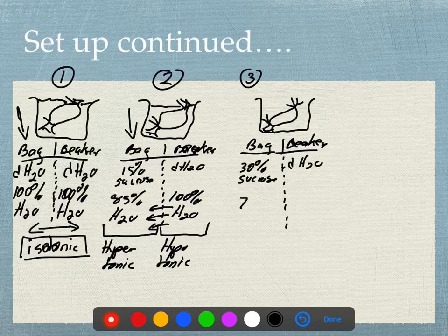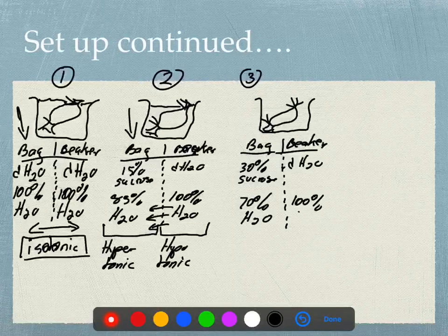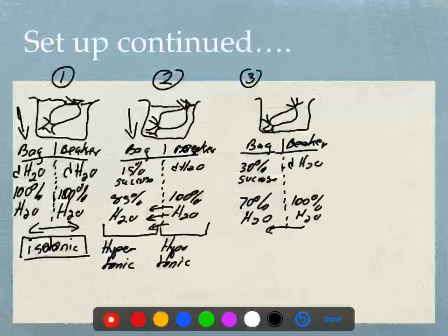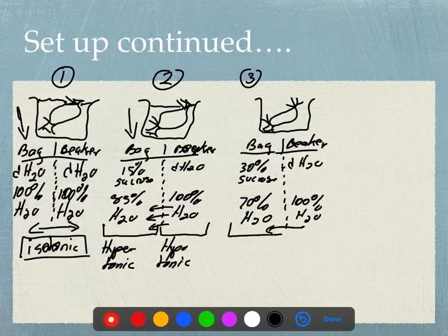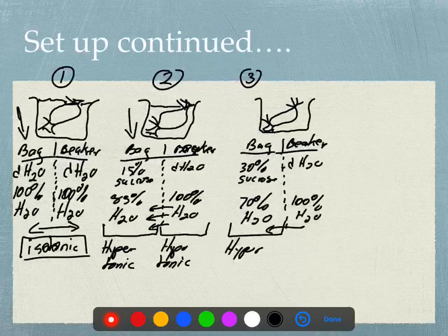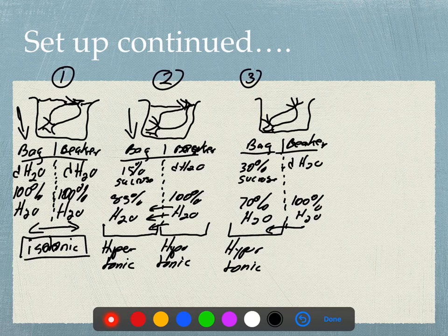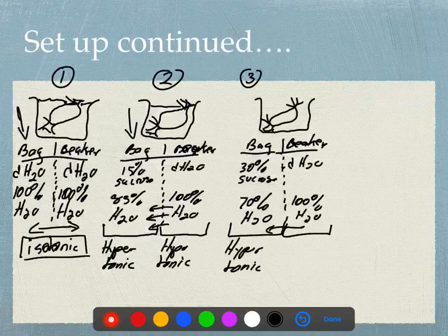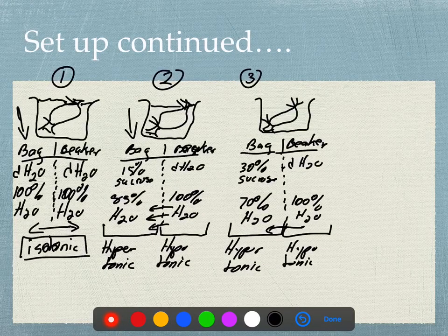Again, the dialysis bag represents the semi-permeable membrane. So 30% sucrose really means 70% water. And the beaker has 100% water. And water, again, would go from high concentration to low through the semi-permeable membrane. We would describe the bag as having gained water to be hypertonic. And the beaker that lost the water to the bag would be hypotonic.